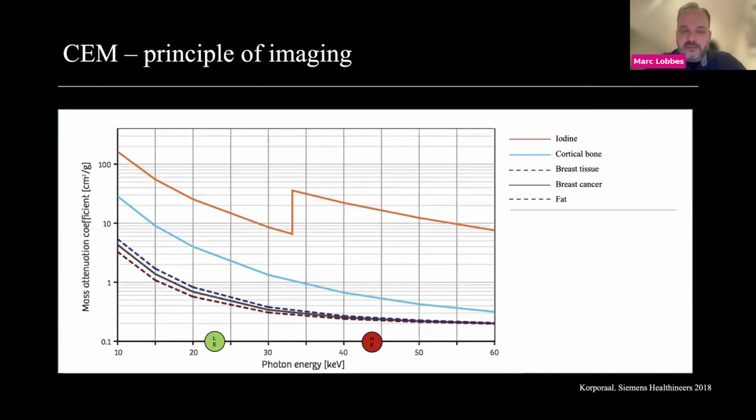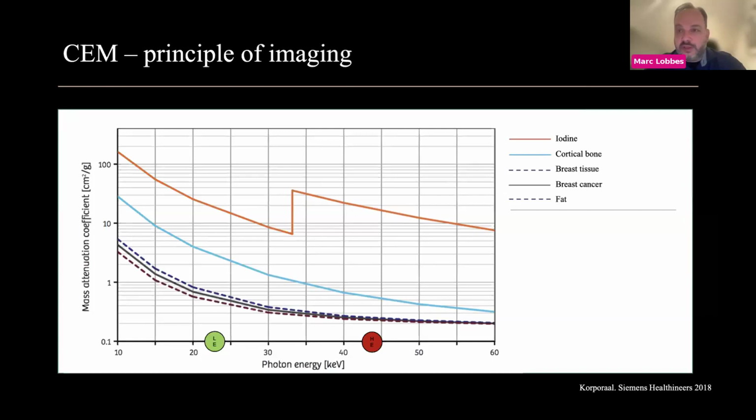You can imagine that if you have a breast cancer, which is depicted by the gray line, and you add some iodine to it, that gray line will also show this phenomenon and sort of separates itself from the dotted lines again. So you are able to have a contrast between breast tissue and breast fat tissue, plus the breast cancer tissue.